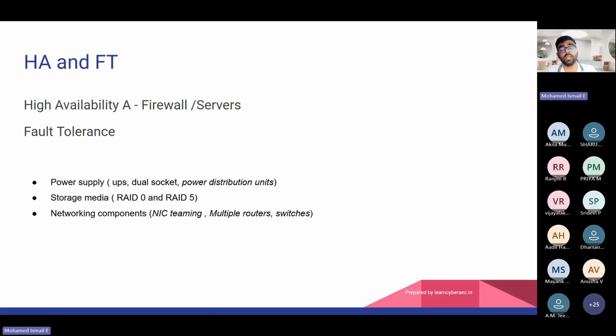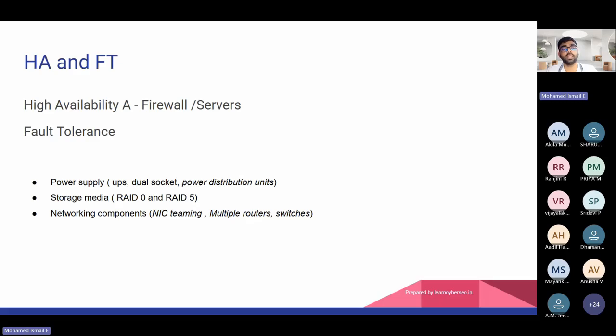Then storage and media. Now come to storage. When it comes to storage, when you take backup, we have primarily two things we need to understand: RAID 0 and RAID 5. RAID 0 is just mirroring. Whatever backup you are taking is a replica of the primary data, just mirroring, right? But RAID 5, you have three disks available in the RAID 5 mode.